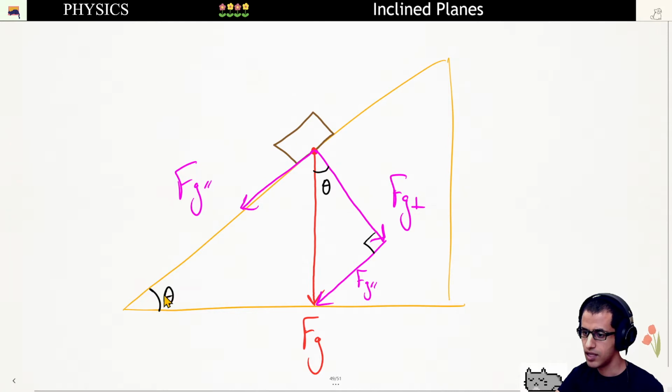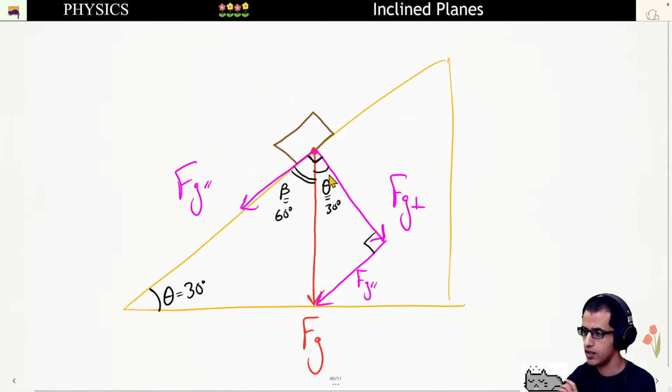Because theta is complementary with this angle, and because this is also a right triangle, these two angles are complementary. Let's call this angle beta. So let's say if this angle here was 30 degrees, then angle beta would be 60 degrees. Because these two angles are complementary, then angle theta must also be 30 degrees, the same angle as the incline.